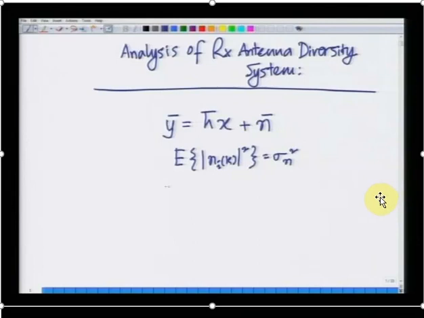In this lecture, we will analyze the receive antenna diversity system. As we talked about the receive antenna diversity in the previous lecture, the input-output model in vectorial form is given by y bar is equal to h bar x plus n bar. Now, the variance of noise is given by the expected value of the norm of n bar squared.